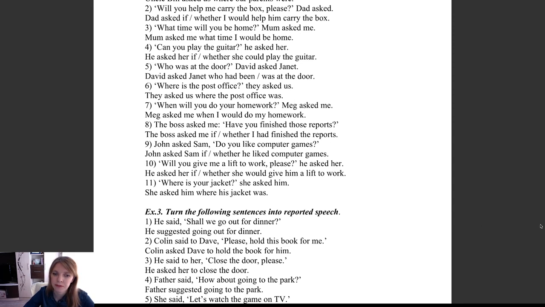Number 10. Will you give me a lift to work, please? He asked her if or whether she would give him a lift to work. A general question is introduced by means of if or whether, and we change will into conditional would. We change the pronoun me into him.